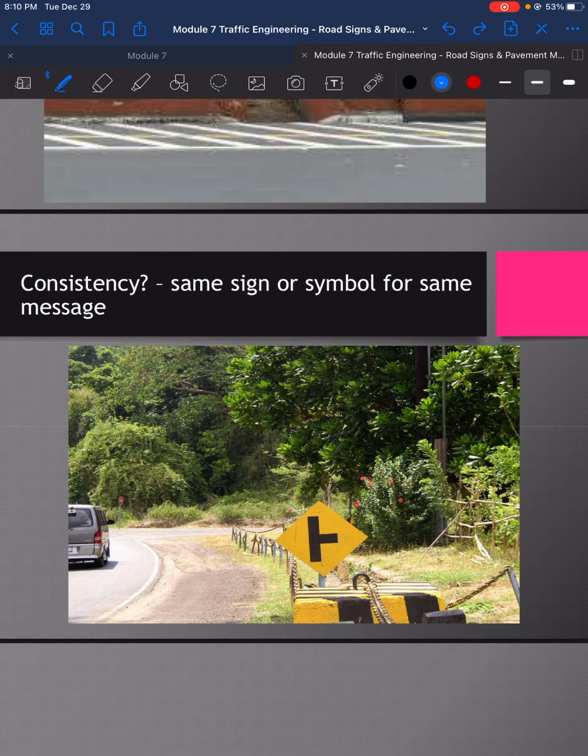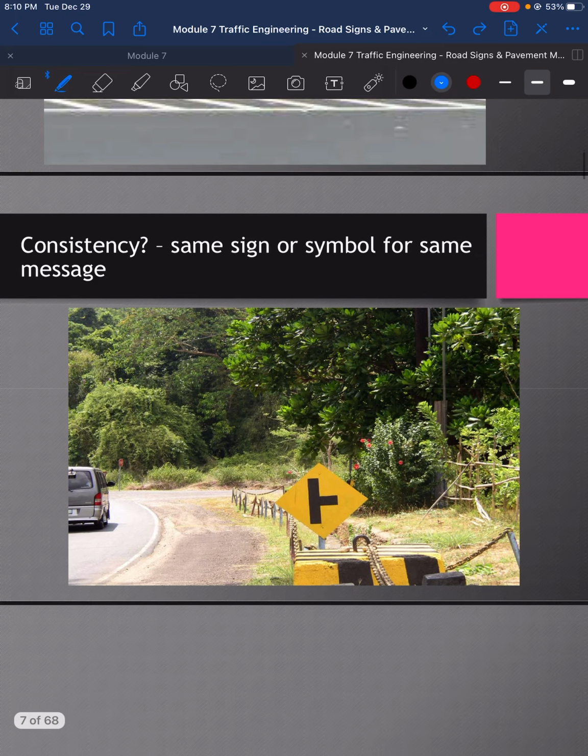So, kailangan, sabi ko kanina, you are driving the roadway, gumagalaw ka. You're moving. That's why your decision making should be fast. And these road signs will assist you. Kung naka-standard yung mga road signs natin, standard sizes, standard ang color, standard ang sukat, well, it will aid you in faster decision making. So, consistency is very important here.